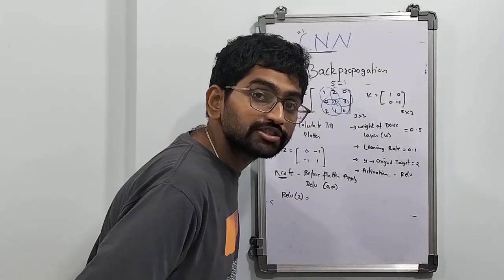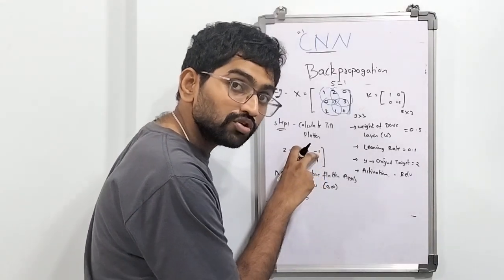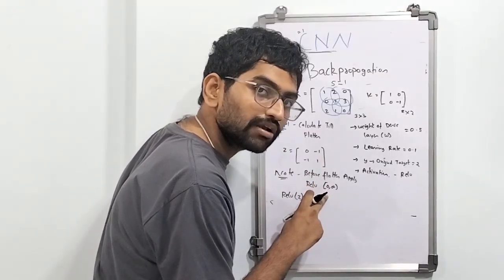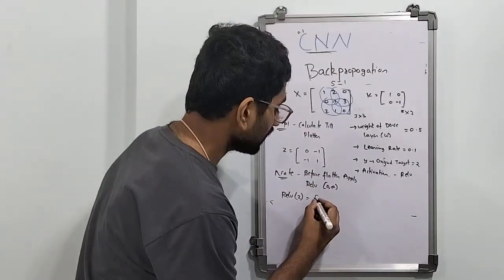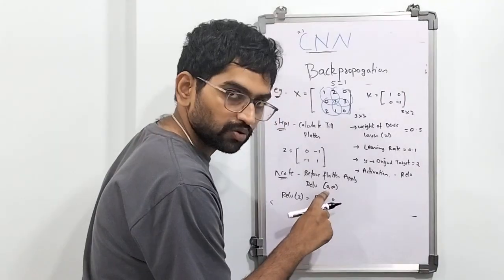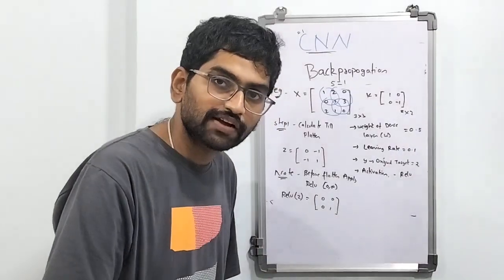When you apply ReLU on Z, here is -1. Is -1 bigger than 0? No. So if a negative value is lesser than 0, it will make this value 0 itself. 0, 0, 0. Is 1 greater than 0? Yes, so keep the original value like this. So this is how your ReLU activation function works.